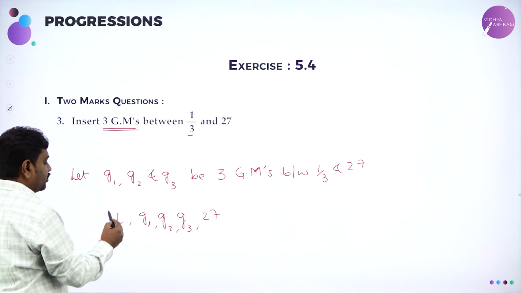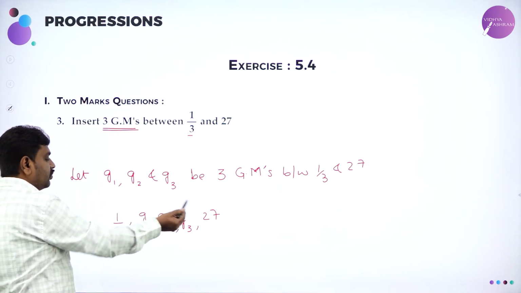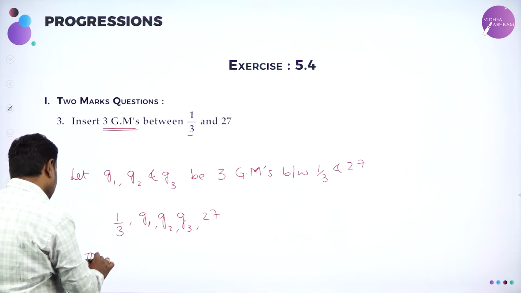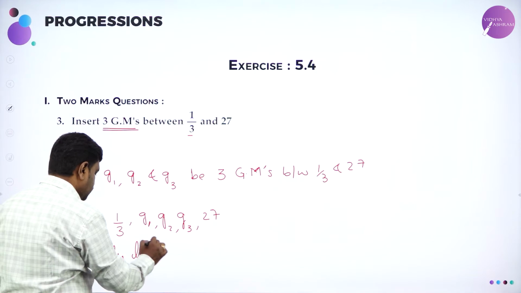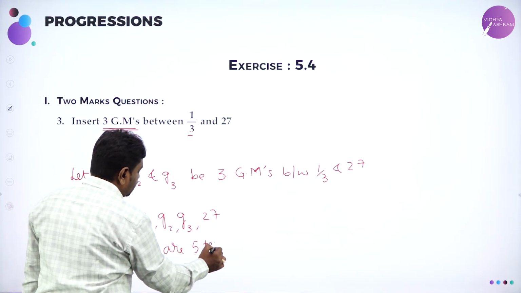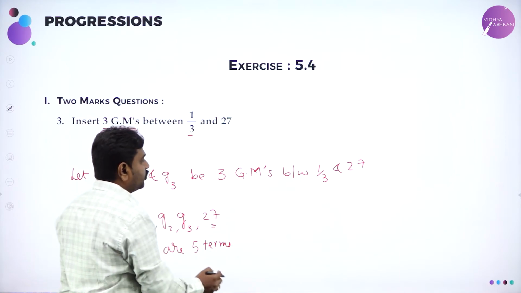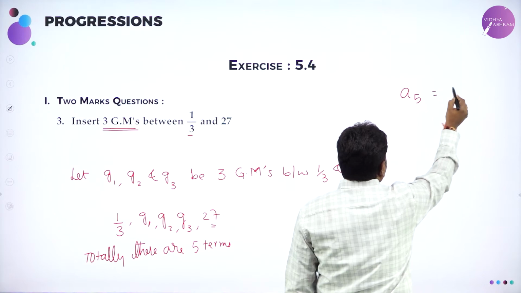Now in total how many terms are there? 1, 2, 3, 4, 5. So 3 we introduced, they gave 2. So totally there are 5 terms, and the fifth term is 27. Therefore the fifth term A5 is the last, 27.